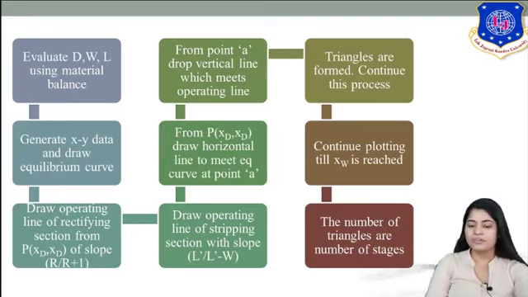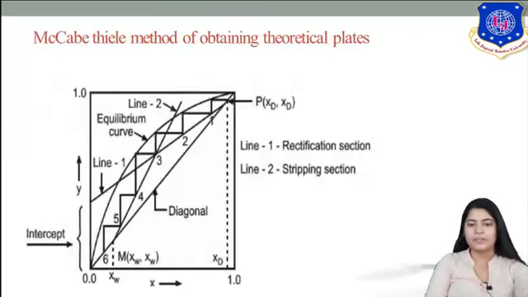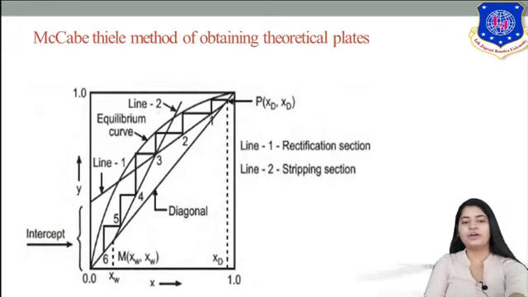Now the main procedure starts from point P, XD. Draw a horizontal line to meet the equilibrium curve at point A. Here you can see that from point P you have drawn a horizontal line, it intersects the equilibrium curve, and that is done and we are naming it as point A.